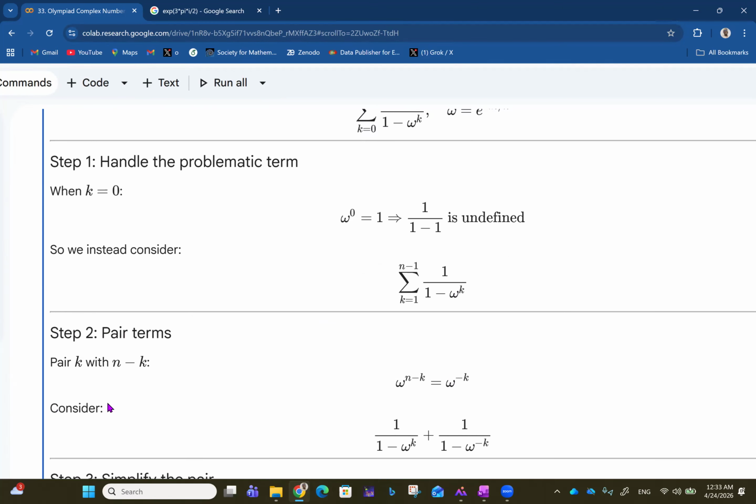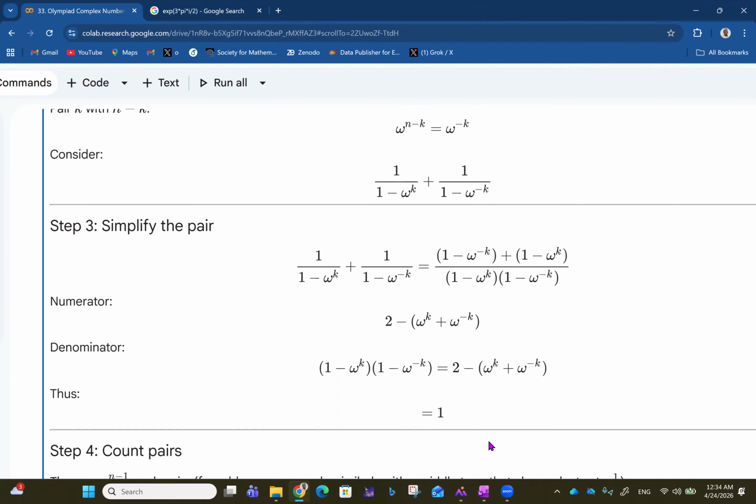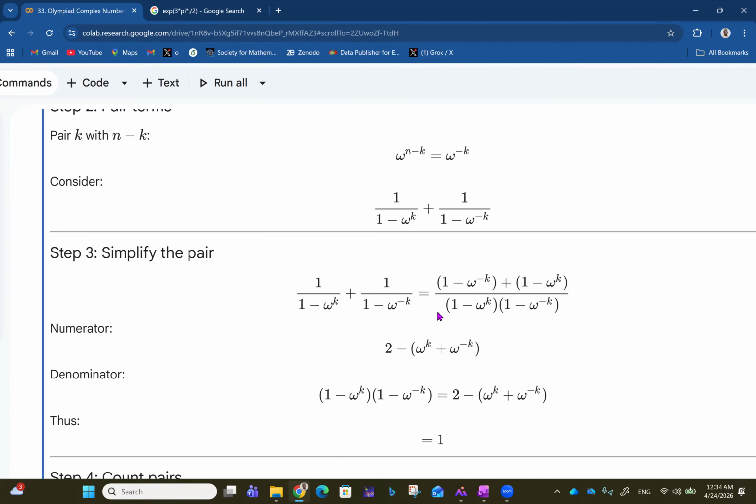Now we pair terms. We pair k with n minus k, such that omega raised to n minus k equals omega raised to minus k. So we then consider 1 over 1 minus omega raised to power k plus 1 over 1 minus omega raised to power minus k. The next thing is we simplify the pair. So you take the LCM: 1 minus omega raised to power k times 1 minus omega raised to power minus k. This cancels this, so we have 1 minus omega raised to minus k multiplying 1 to come here. Plus, this cancels this, we have 1 minus omega raised to k right here.